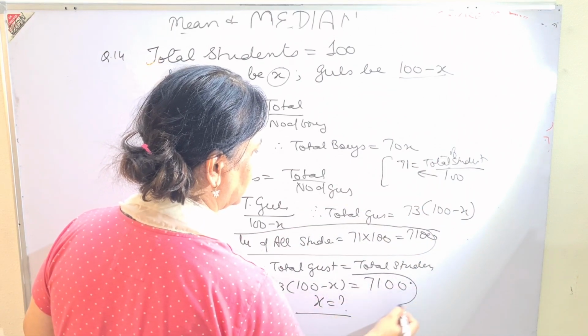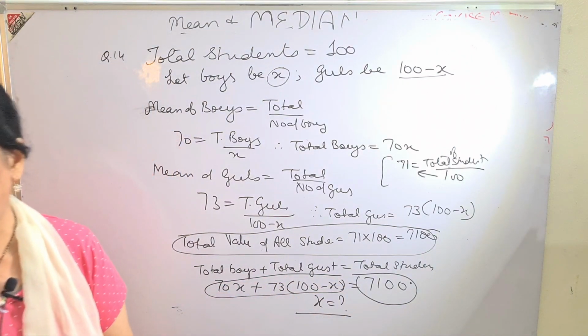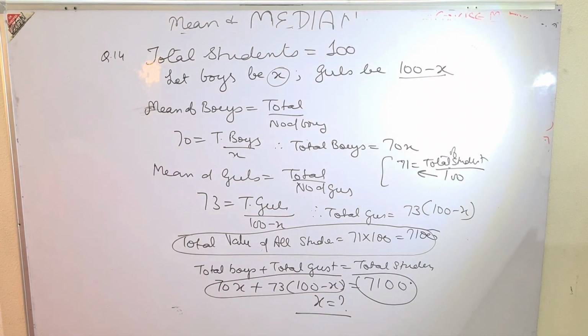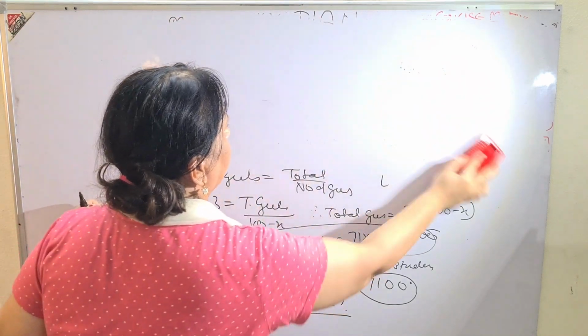Since I am talking about total students, this is also total students. Equate them, and that will give you the value of x. Find the ratio of number of the boys to girls. For example, over here, after solving, this is what I get. I'm doing it on the top.